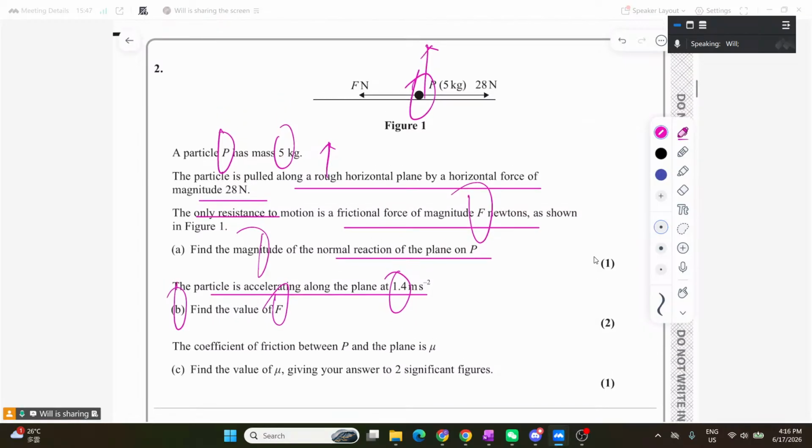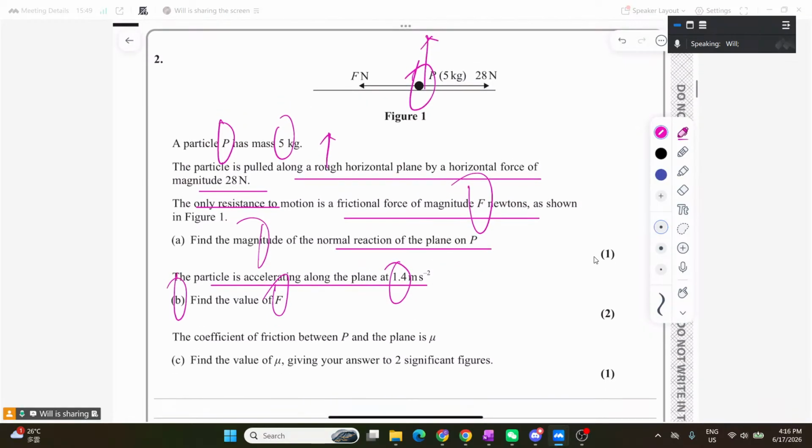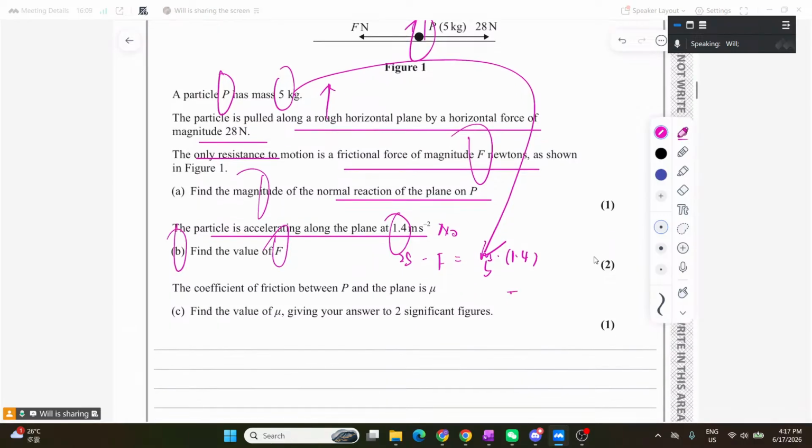For this one, we use the resultant force and Newton's second law: 28 minus F equals the mass times the acceleration. We already know the acceleration is 1.4 and the mass is 5. Substitute, and finally we can get F: 5 times 1.4 is 7, so F is 28 minus 7, which is 21. No problem.